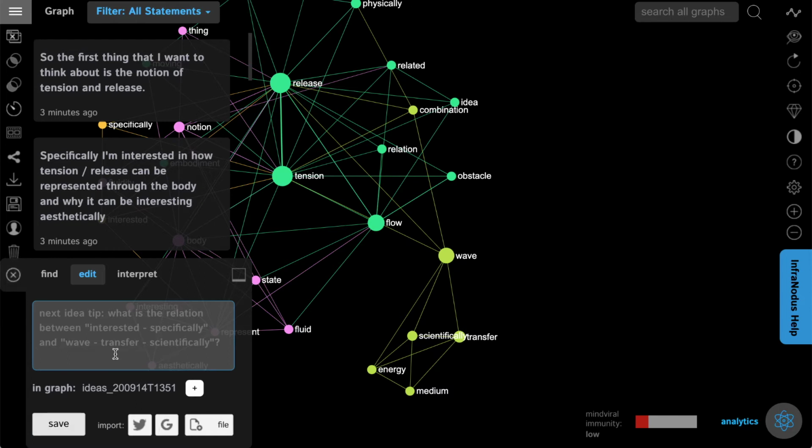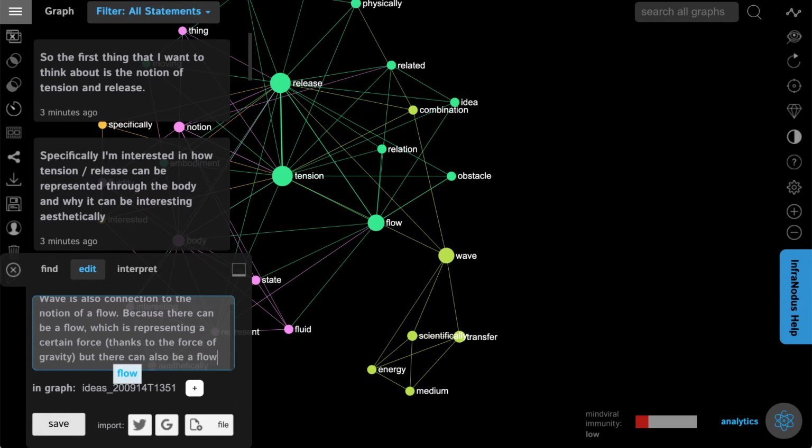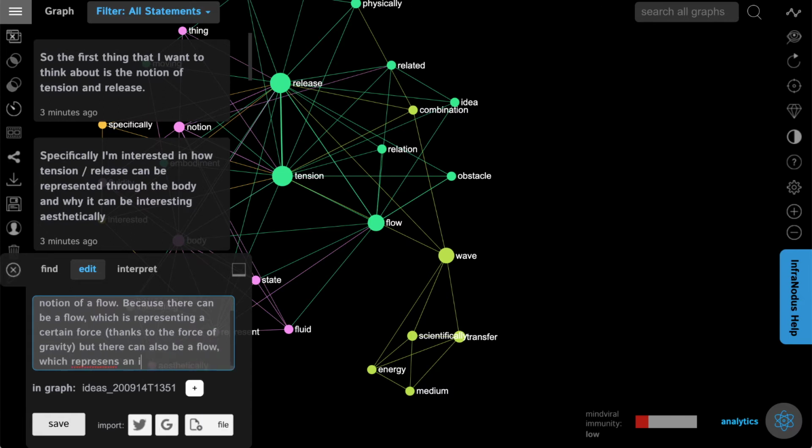Wave is a transfer of energy. Wave is also connected to the notion of a flow, because there can be a flow which is representing a certain force, maybe thanks to the force of gravity, but there can also be a flow which represents an impulse. A transfer of energy.